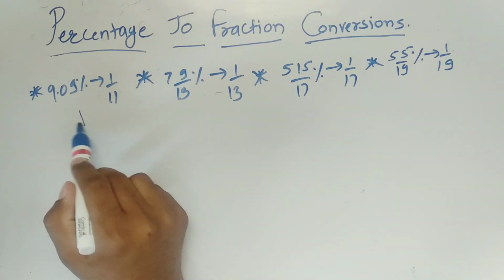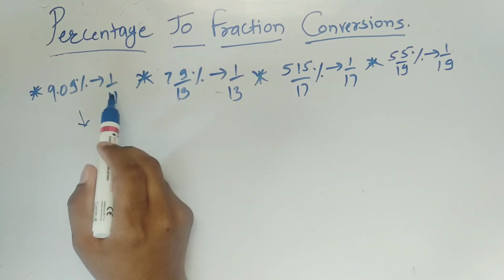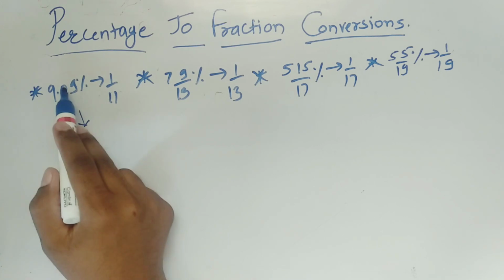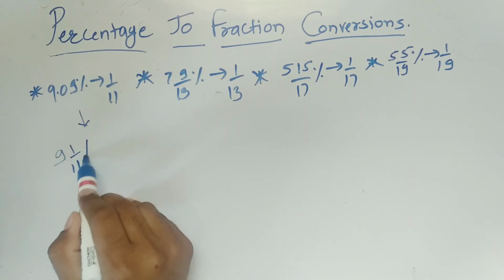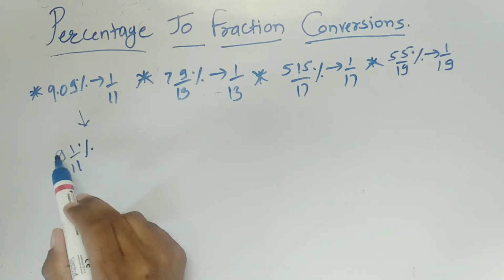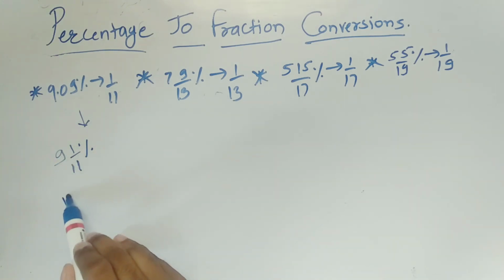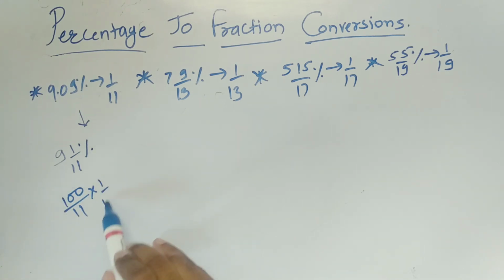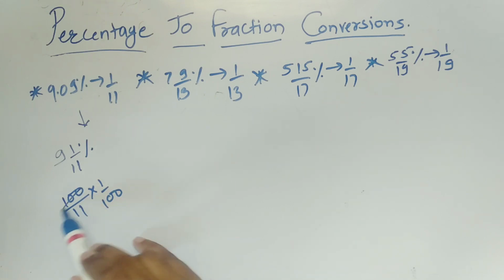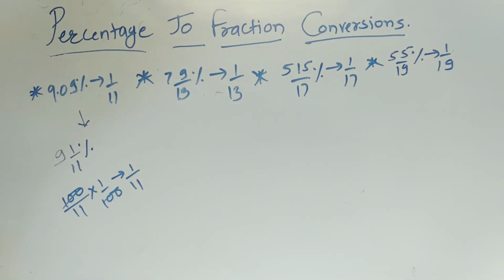So the first one is the conversion 9.09%, which gives us the fraction value 1 by 11. This percentage value can also be written as 1 by 11%. So 9 multiplied by 11 gives 99, plus 1 gives us 100 by 11 into its percentage 1 by 100. So when 100 gets cancelled out, we get the fraction value 1 by 11.